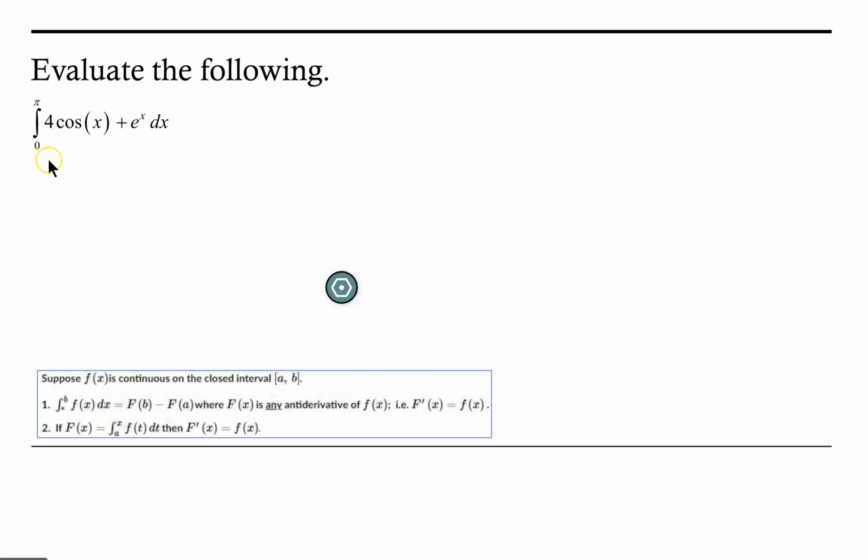Welcome! Let's take a look at using the fundamental theorem of calculus to help us evaluate a definite integral. In this case, we have the integral from 0 to pi of 4 times cosine of x plus e to the x dx. Our integrand is 4 times cosine of x plus e to the x, and both the cosine function and the exponential function e to the x are continuous for all real numbers. So we can expect that they are continuous on the interval from 0 to pi. So we can go ahead and start by finding the antiderivative for this integrand.